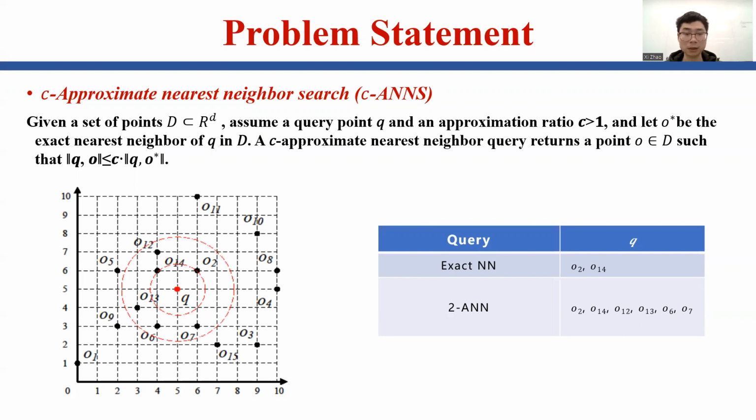In this figure, the exact NNs of Q are O2 and O14. And then we can find any point among O2, O14, O12, O13, O6, and O7 as a result of 2-ANN because their distance to Q is less than 2 times the distance between Q and O2.